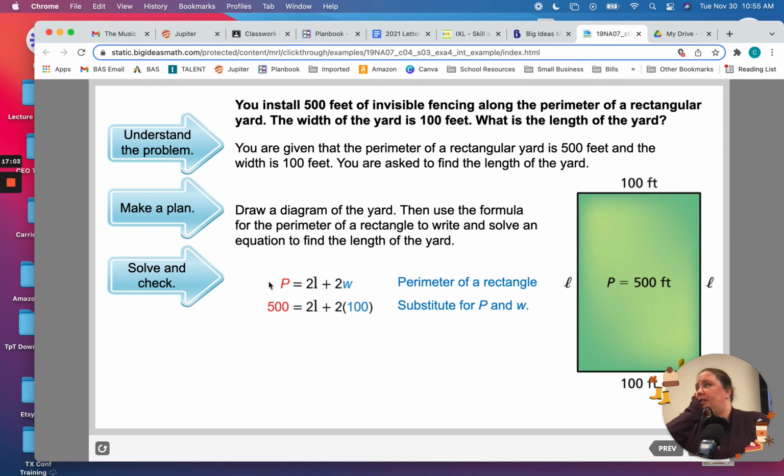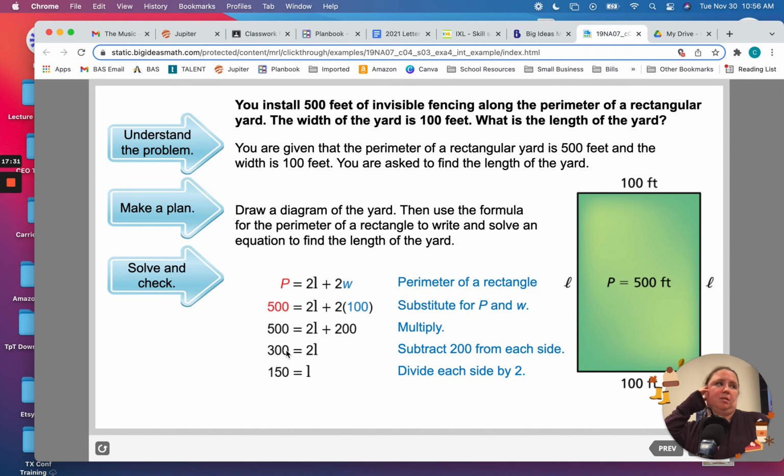So now let's simplify this. What is 2 times 100? 200. So now we're solving for L. So I'm going to move this plus 200. How do I move it? Subtract 200 over to the other side. So what's 500 minus 200? 300. So you have 300 equals 2L. How do I get the L by itself? You divide by 2. So what is 300 divided by 2? 150. So the length is 150.